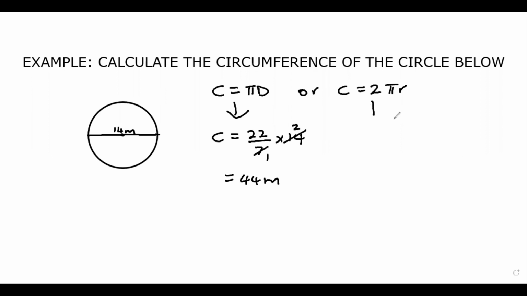Let's say we want to try this just to see if we get the same answer. So that would be C is equal to 2 times 22 over 7 times 7. So the 7s would cancel and you'd get back 44 meters.